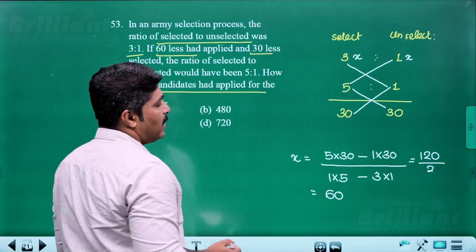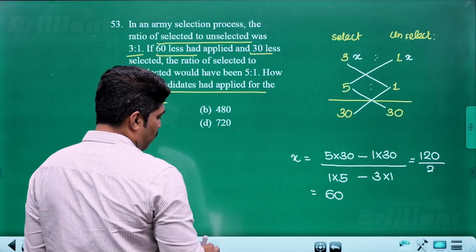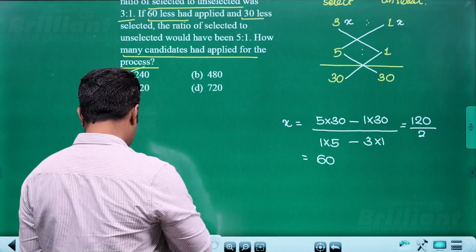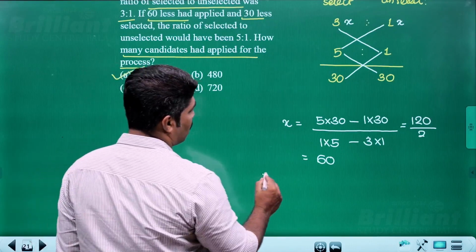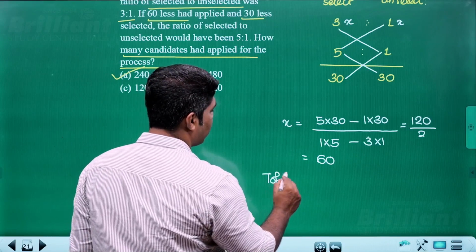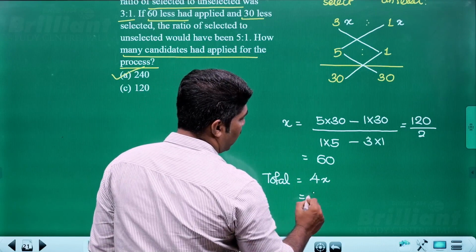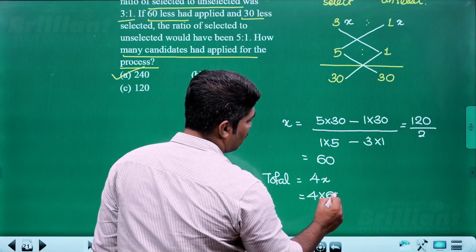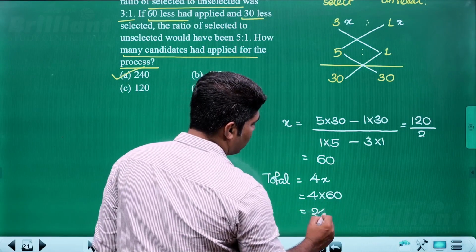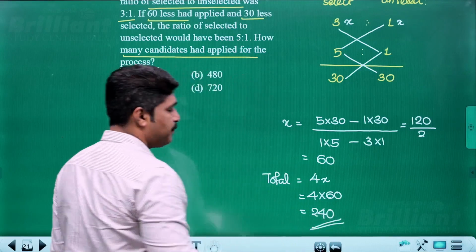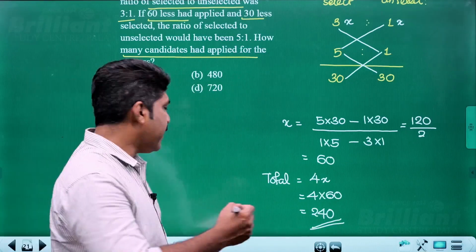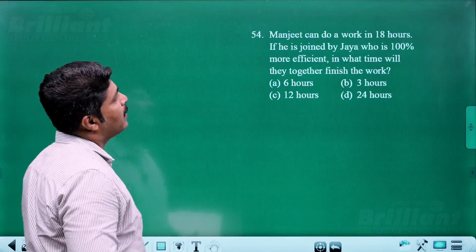So after that, if you need to find out the total strength, what is the total strength? As per the assumption, we assumed that the total strength is 4x, because 3x plus 1x is 4x. So we have the value of x equal to 60, therefore 4 into 60, so that is 240 candidates. So that's the total strength. Okay, then move to the next question.